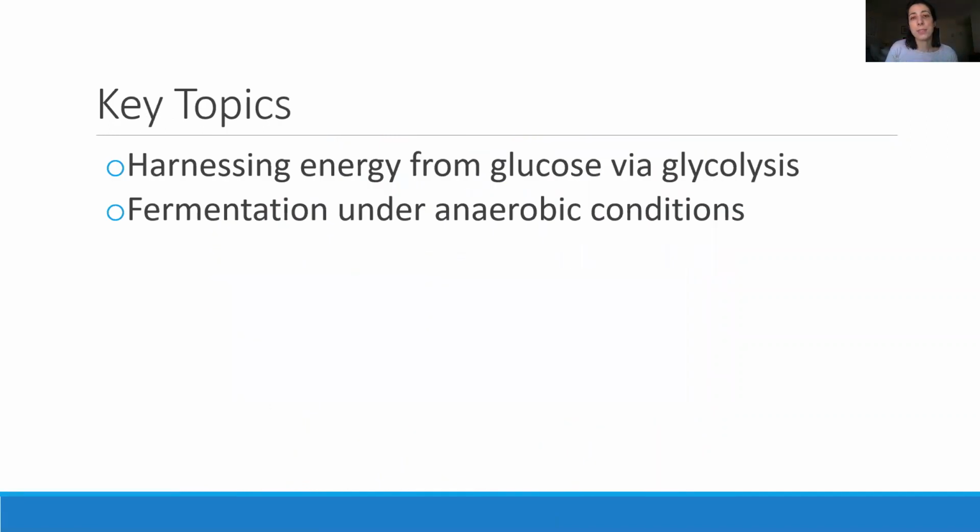So the topics of this first section, we're going to be talking about how organisms, including us as humans, harness energy from glucose, and that is via this pathway called glycolysis. We're also going to be touching into another type of related tangential pathway called fermentation, and this is going to be under anaerobic conditions. So this is conditions in which we have low oxygen.